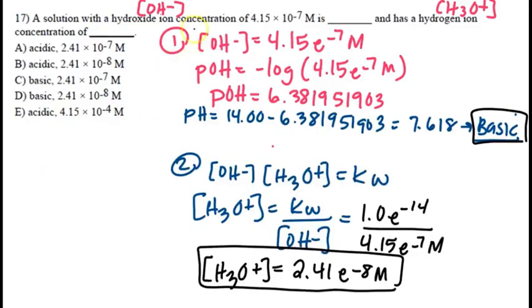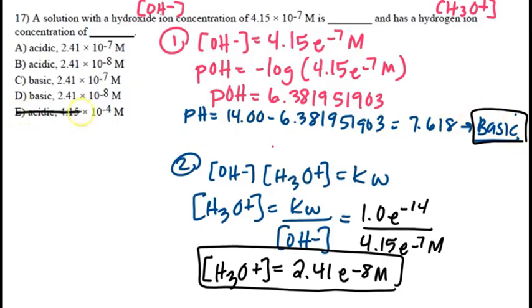All right, so again, we have our OH-. We can go ahead and solve for pOH. Once we have our pOH, we can solve for pH. Once we have our pH, we'll figure out if it's acidic or basic. So I took my OH- concentration, which is 4.15 times 10 to the negative 7, and I took the negative log of that number. I got a pOH of 6.381951903. To get pH, I took 14.00 minus my pOH value, and I got 7.618. Because we are above 7, this solution is going to be basic.